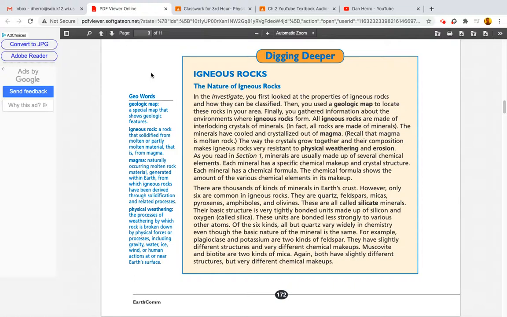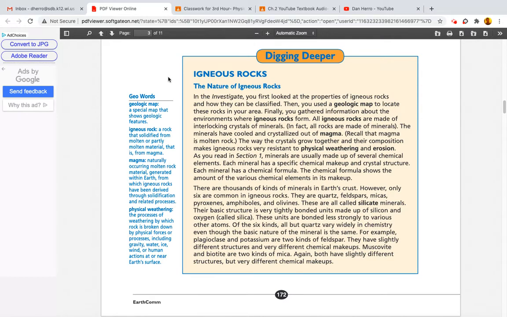Chapter 2, Section 2, Digging Deeper, Igneous Rocks, the Nature of Igneous Rocks. In the Investigate, you first looked at the properties of igneous rocks and how they can be classified. Then, you used a geologic map to locate these rocks in your area. Finally, you gathered information about the environments where igneous rocks form.